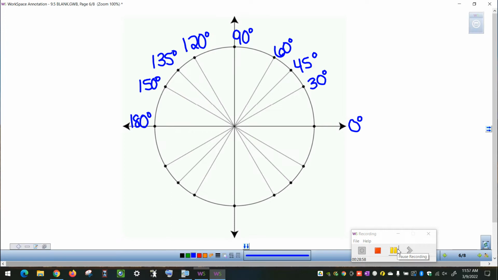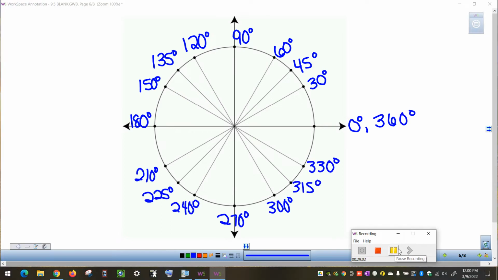So let's see if you can continue that pattern. Go ahead and finish labeling the rest of your circle. Okay, nice job. So we just have 4 brand new ones that we added in here, all the ones that end in 5. The rest of them all ended in zeros. So these are some that you're going to see in your assignment for tonight.